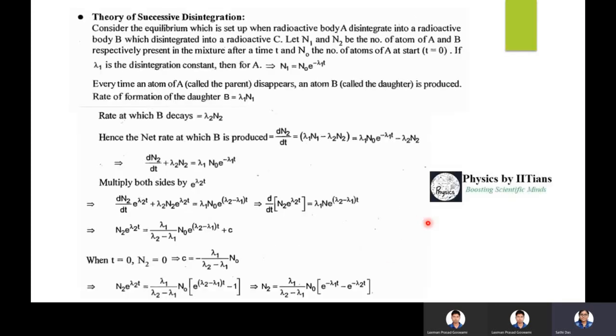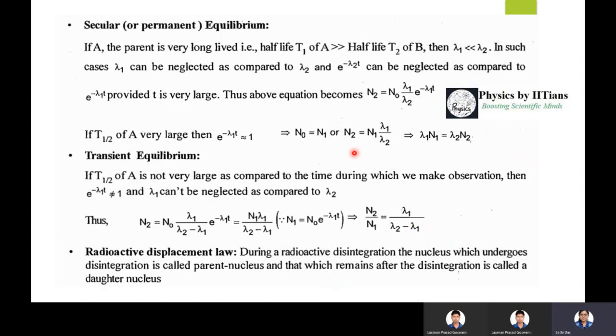So there are two conditions here. First, derive this condition, that is, the theory of equilibrium of successive disintegration. Then you will get two conditions: when the parent nucleus half-life is very large, or when the parent nucleus half-life is not so large that we can neglect the disintegration constant.